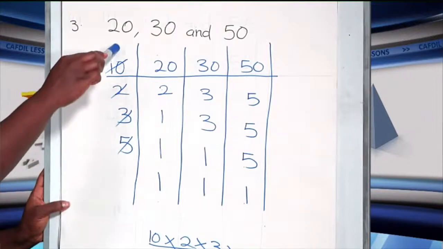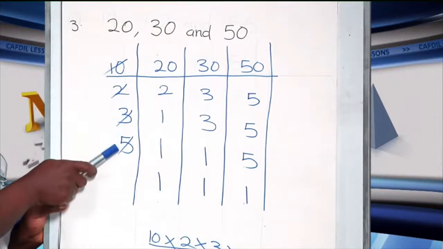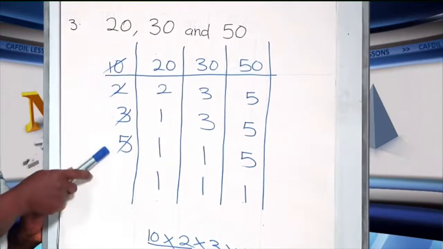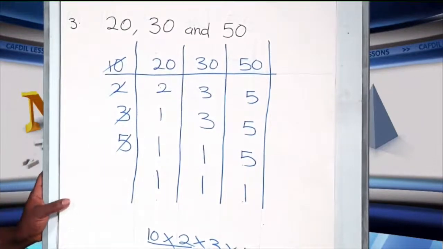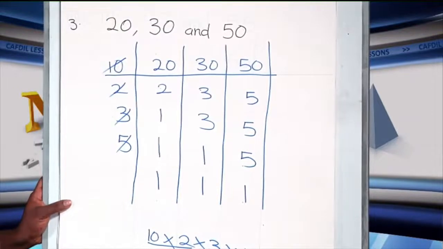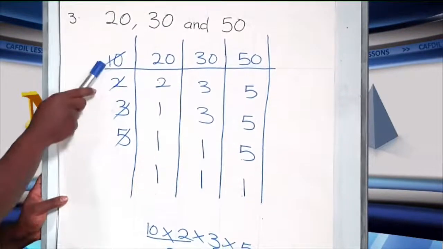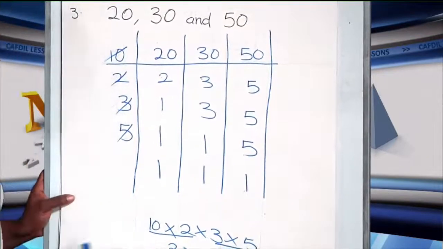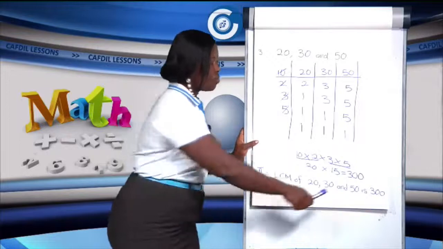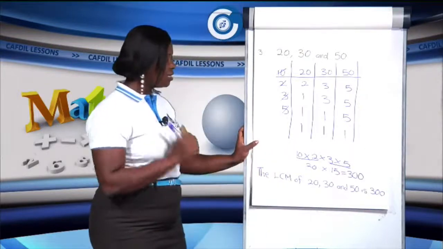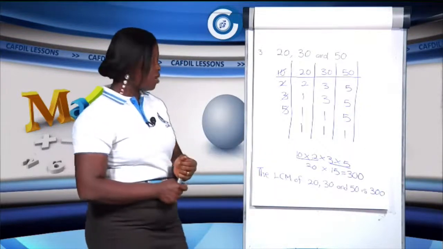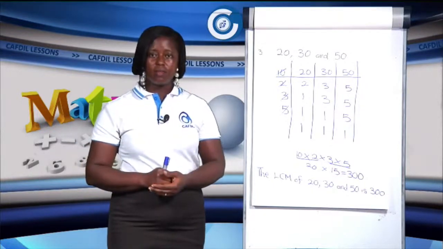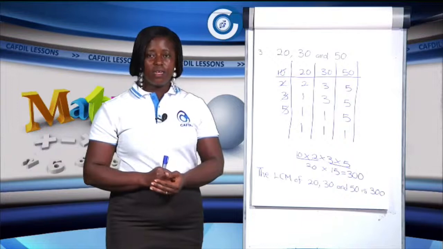And then you multiply the numbers outside the table. The product of these numbers becomes the LCM of the numbers given. So we had 10 times 2 times 3 times 5, which is 300, and the LCM became 300. LCM of 20, 30, and 50 as 300. Learners, just follow the steps and you will get there.